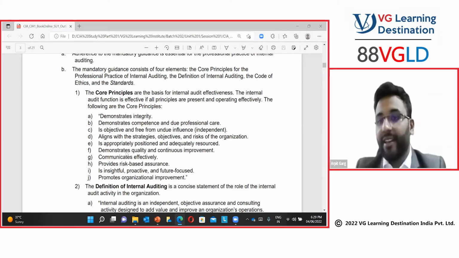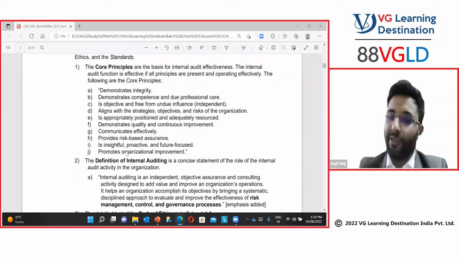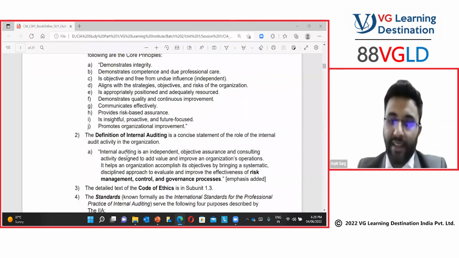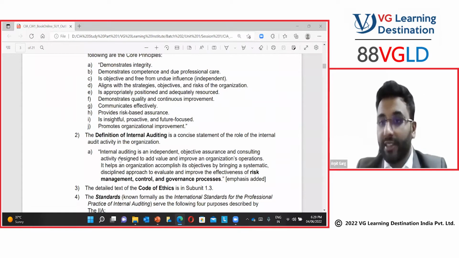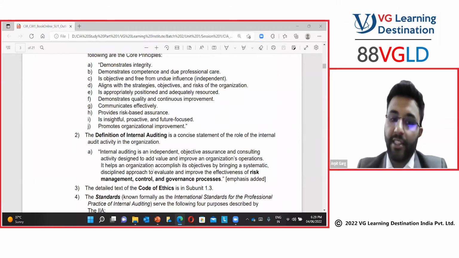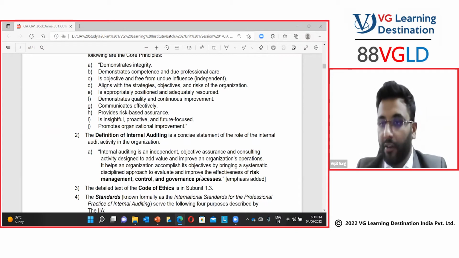But as I said, the definition of internal auditing is all about part one. Okay. So let's try to understand this. The definition of internal auditing is a concise statement of the role of internal audit activity in the organization. What is the definition? It says internal audit activity is an independent, objective, assurance and consulting activity designed to add value and improve an organization's operations. It helps an organization accomplish its objectives by bringing a systematic, disciplined approach to evaluate and improve the effectiveness of risk management, control, and governance processes.